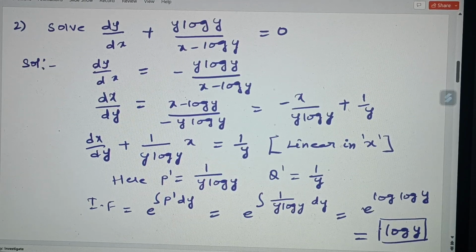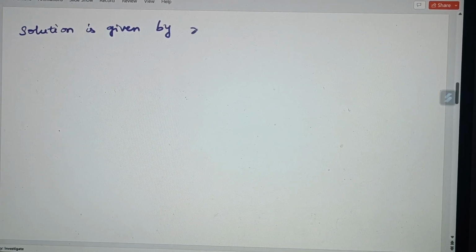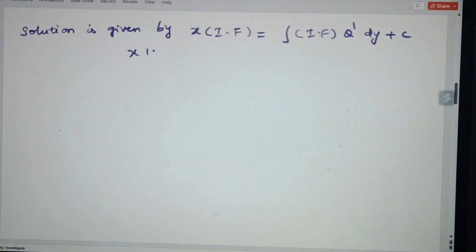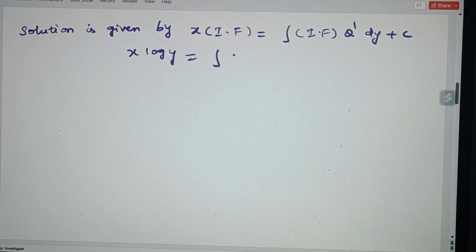After finding the integrating factor, you need to find the solution. How do we find the solution? You have to write the formula. We know that the equation is linear in terms of x. Therefore, the formula will be x into integrating factor is equal to integral of integrating factor into q dash into dy plus c. Now x into log y is equal to integral of log y into q dash, and q dash is 1 upon y, into dy plus c.